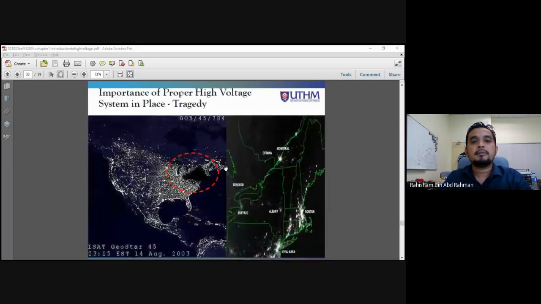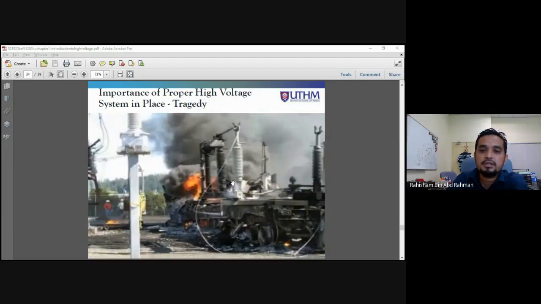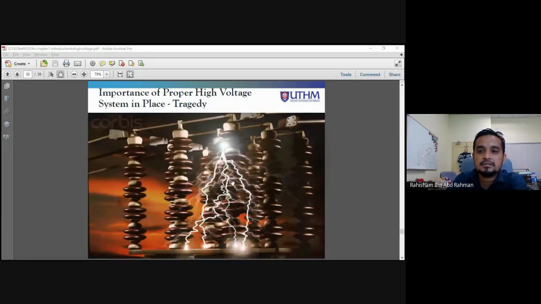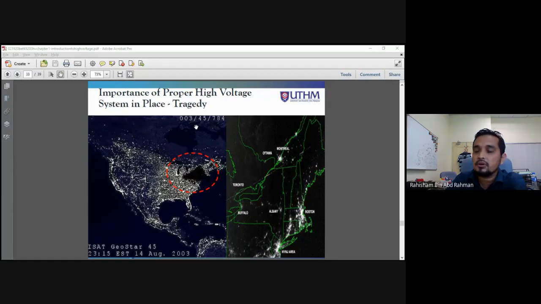So, the importance of a proper high voltage system in place. For this one, you don't need to read the text, but from your understanding, you can establish any possible reasons for the importance of a proper high voltage system in place. What are the examples? Actually, the examples are the points written in the notes, available from the beginning.